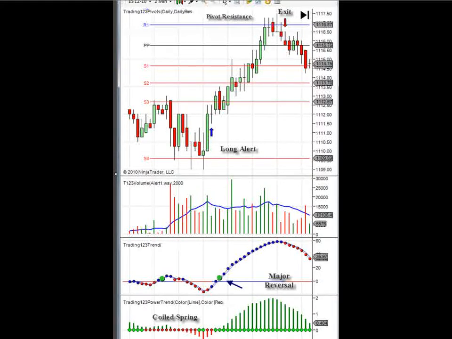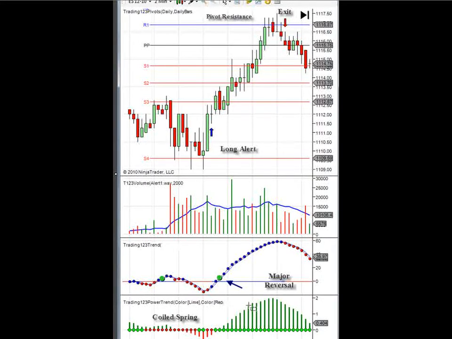We have our new volume indicator here, which measures above average volume. Anything above this blue line here is above average. And then we have our trend indicator, which on the trend line, when the trend is up, it's blue, and when it's down, it paints red. Once these paint, they don't change color, they stay blue, they don't flicker on and off like a traffic light. And a major reversal happens when this green circle appears on the trend line, indicating that a big move is going to come up.